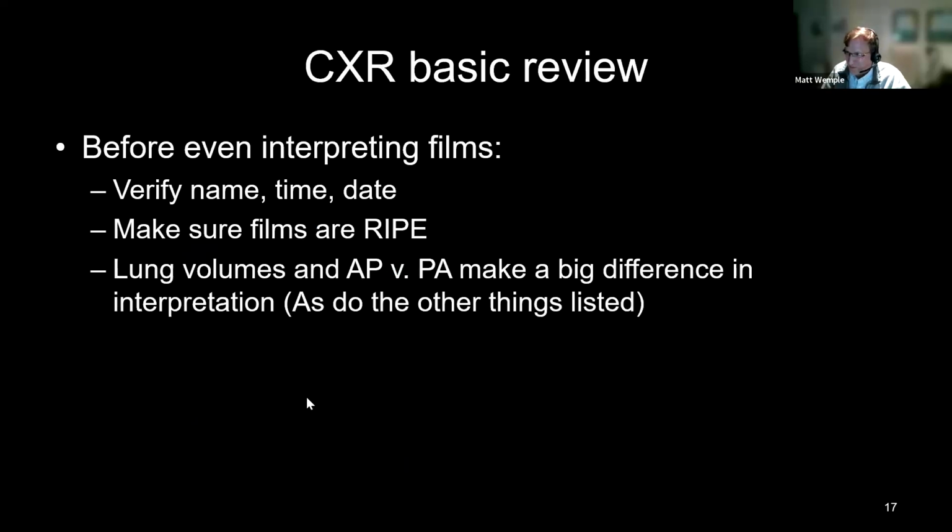Okay, so just a few more things, just a review. Before even interpreting the film, you want to make sure that this is the patient, time, and date you're looking for. The films are right, and then you want to know if it's an AP or PA, and if the patient took a good inspiratory effort.